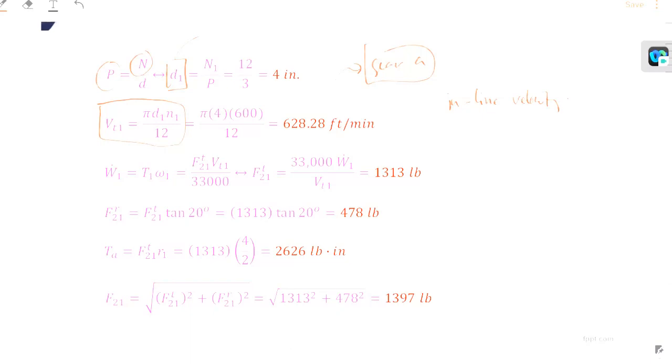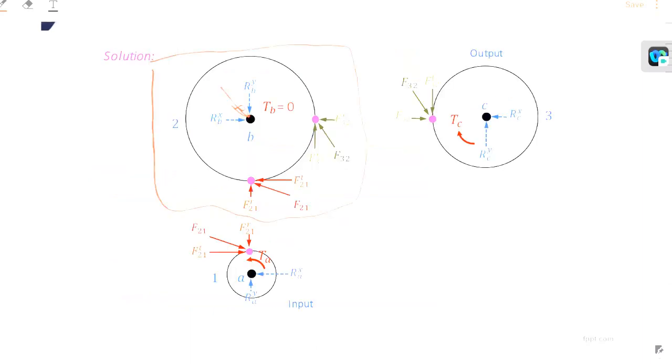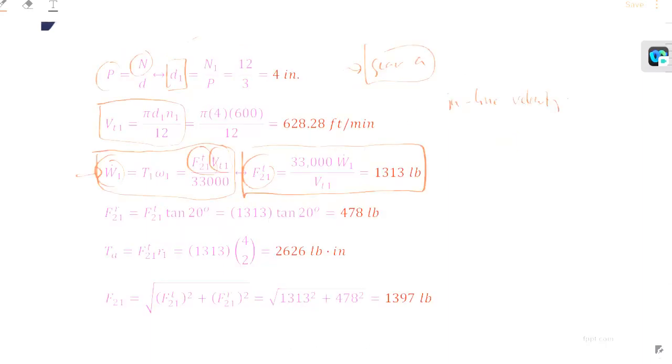Then the power is given. Okay, we know the power. We know the pitch line velocity, then we will get the tangential force. So this tangential force for F21 is equal to this one, the same, just in a different direction. Reaction: one acting and one reaction. So once we calculate this one, we will get this one. Okay, so we get this F21. Then we get FR1.